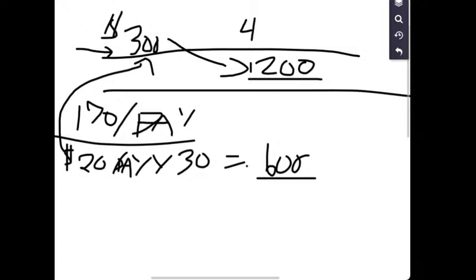So this is it. Again, figure out how much you're willing to spend to acquire a customer into your business. Then from there, decide your daily budgets.